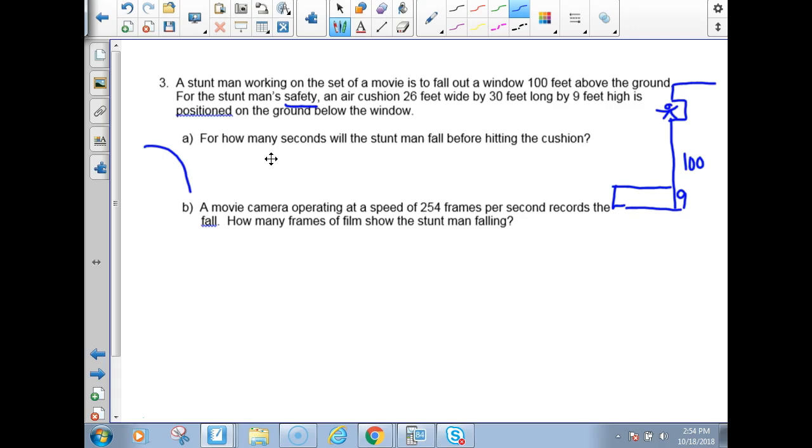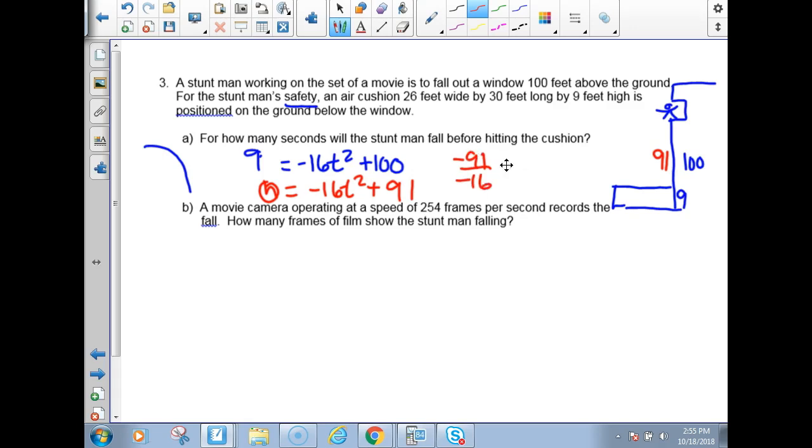This one has no initial velocity, so I really don't have to do that. But the height, if I did it without taking into account that the cushion is 9 feet high, would be this equation. How high is he going to be when he hits? You could pop 9 in right here and subtract 9, so the height he has to drop is actually 91. His height will be negative 16t squared plus 91. We subtract 91 and divide by negative 16, which is what we did on those other problems. So we're just doing the square root of 91 divided by 16.